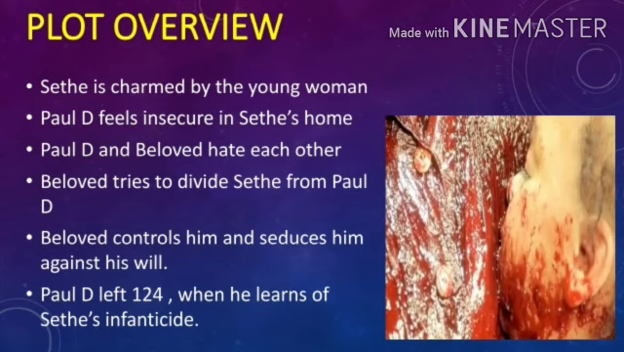Paul D. begins to feel increasingly uncomfortable in Sethe's home. Paul D. and Beloved hate each other. Beloved despises him and tries to divide Sethe from Paul D. Paul D. resists Beloved and her influence over him. But Beloved controls Paul D., moving him around the house like a rag doll and seducing him against his will. Paul D. leaves Sethe's home when he learns of Sethe's infanticide and her exclusion from the community.